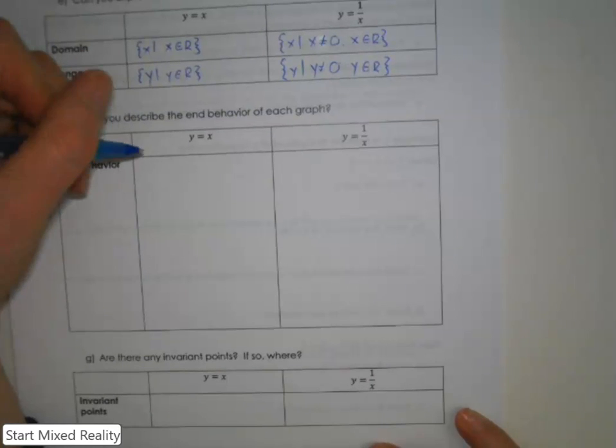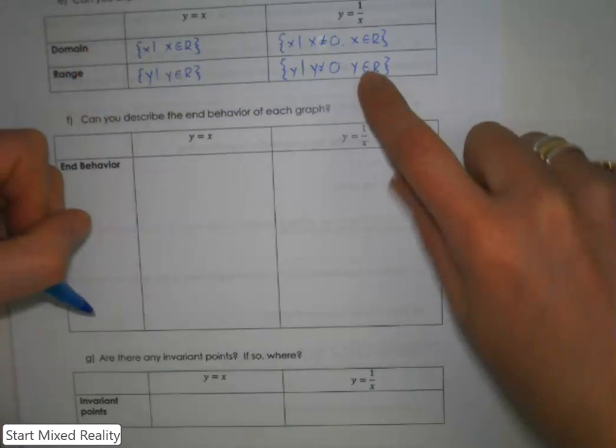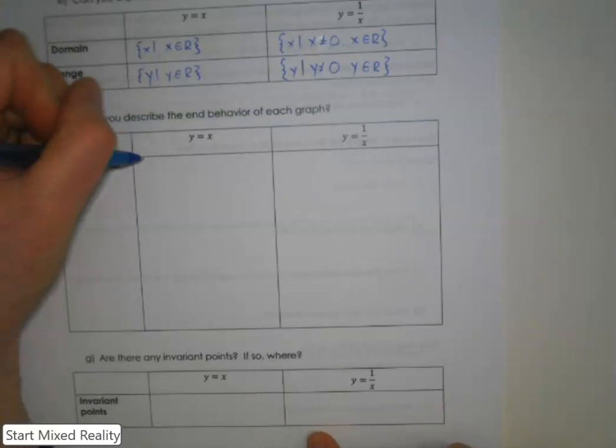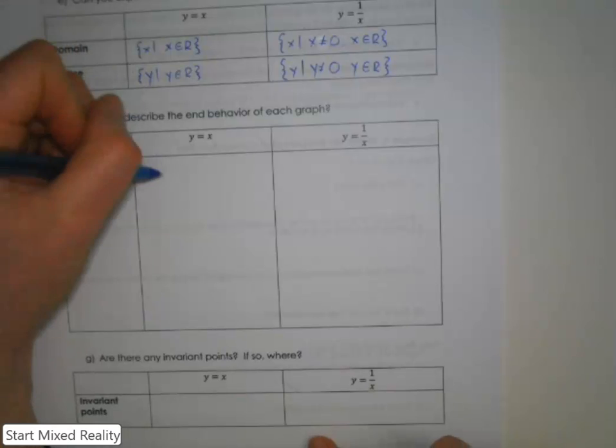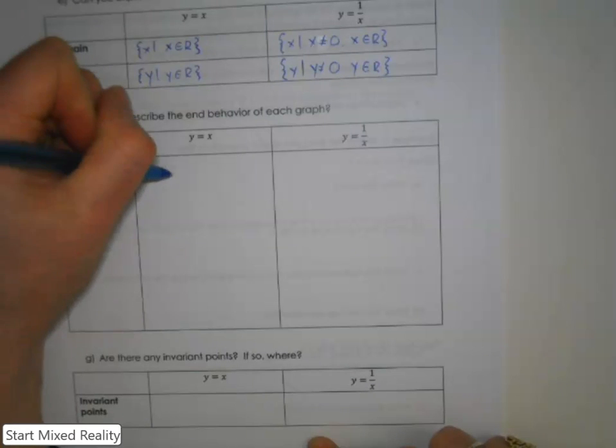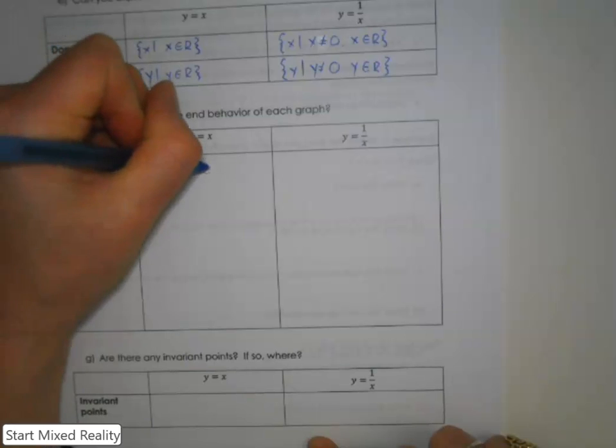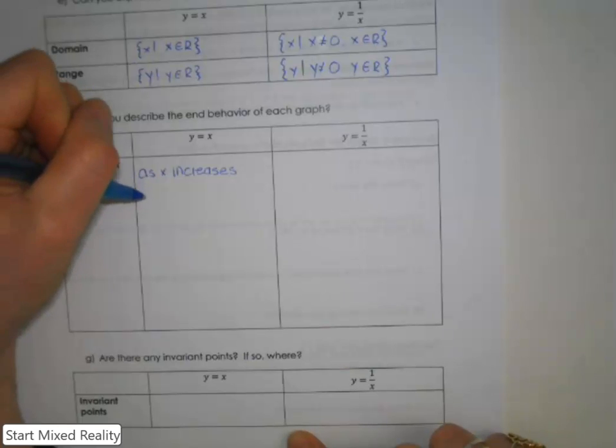Okay, another thing we need to be able to describe with these types of graphs is something called the end behavior. So the end behavior of a graph is basically just how the graph is behaving as it approaches positive or negative infinity. So with y equals x, we just saw that linear function going into infinity. How we describe the end behavior is how the x and y components are behaving relative to each other. So as x increases, y increases.